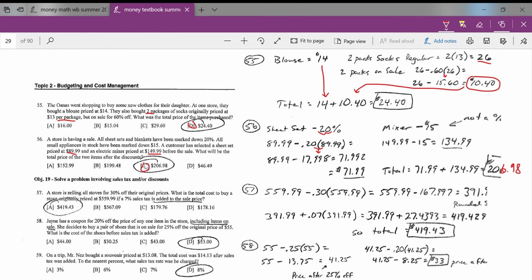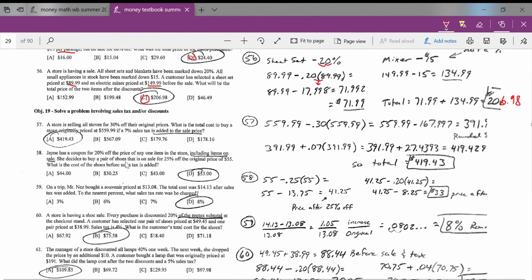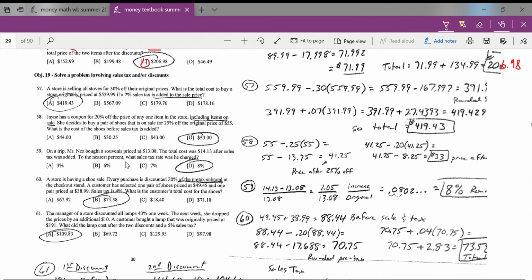Okay, so that is number 56, and that's it for objective 18. Okay. Objective 19. It's going to be the same type of problems. So now we're solving a problem that involves sales tax and or discount. So the difference here, we're still going to be dealing with percents and changing the original price of stuff. But now we're looking at when it's a sales tax, we add. When it's a discount, we subtract.